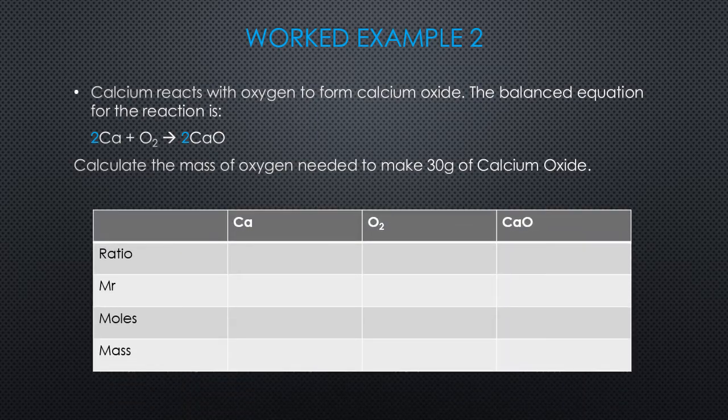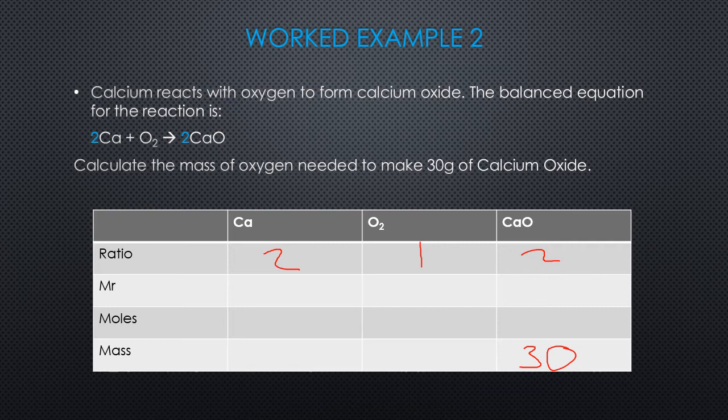So we've got this table in front of us. Let's fill in what we already know. So what we've got is the ratio. We've got 2 to 1 to 2. We know that the mass of calcium oxide is 30 grams. So let's put that in. Got 30 grams.